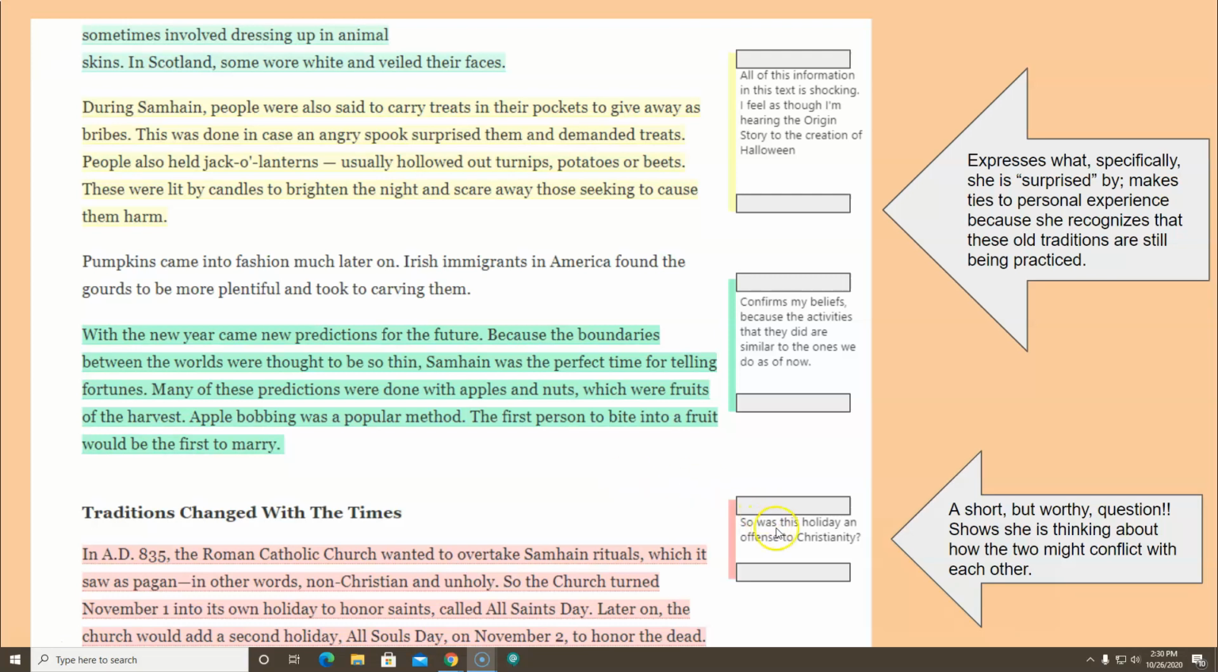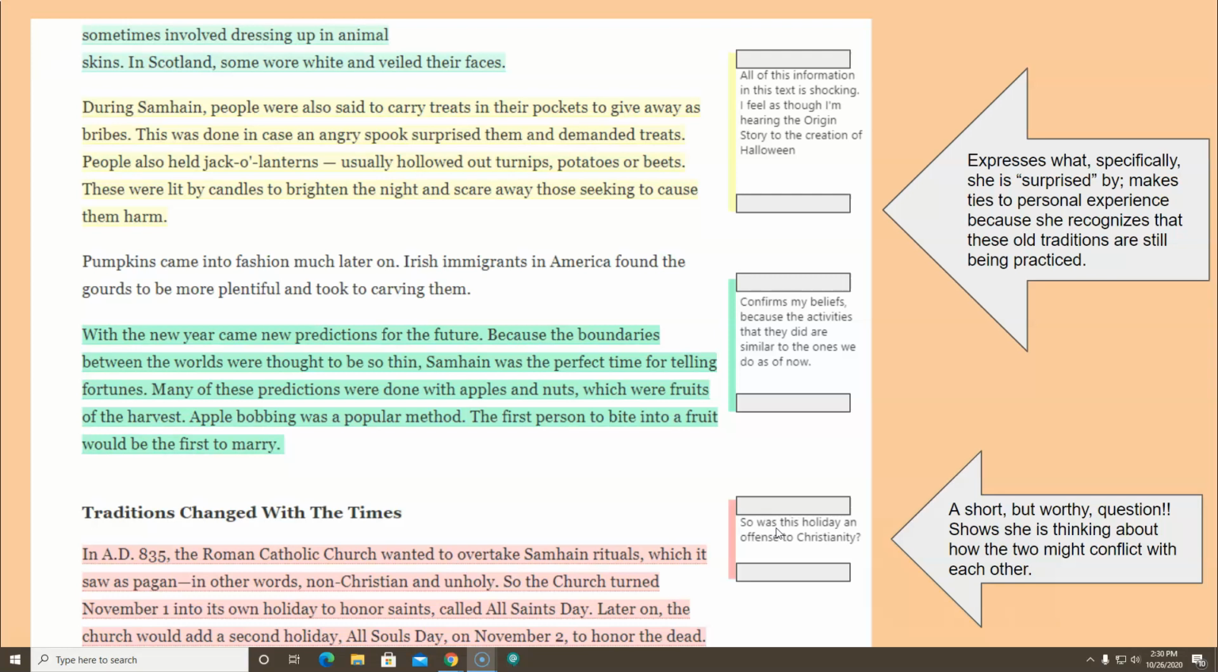So this is a very short but very worthy question, because this student says, so was this holiday an offense to Christianity? She's showing that she sees how the two might conflict. Somehow Christianity is conflicting here with the ancient Celtic religions. And she sees that there's definitely something going on here.